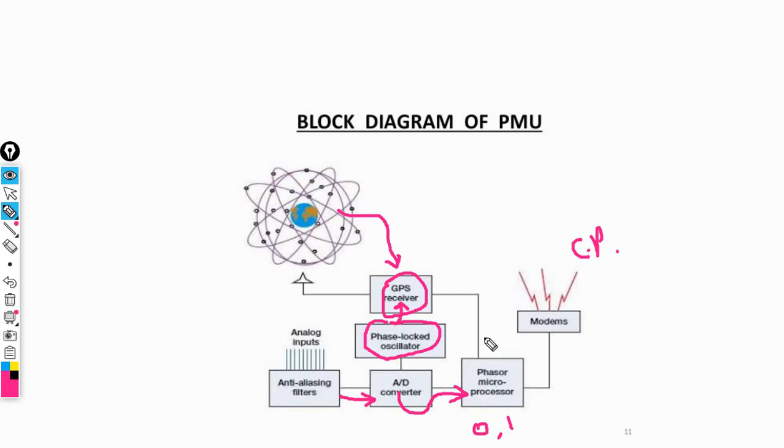Okay, now this is the block diagram of the phasor measurement unit, and this phasor measurement unit totally depends on the GPS system. Okay, this is the concept of the phasor measurement unit, and this is the satellite. This is the satellite concept.